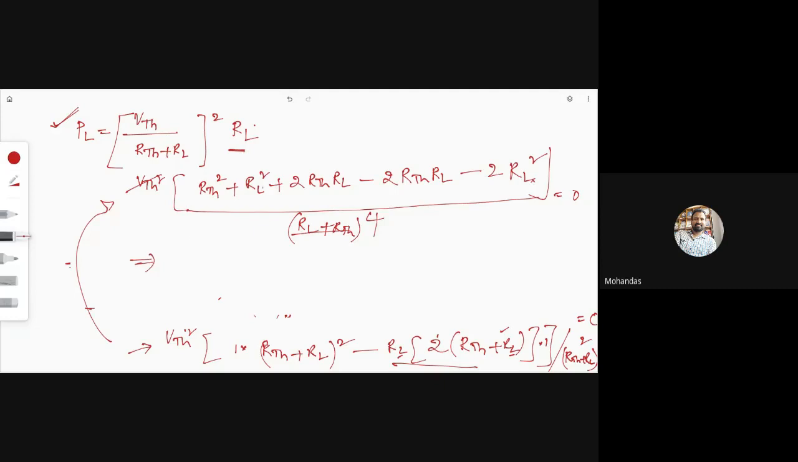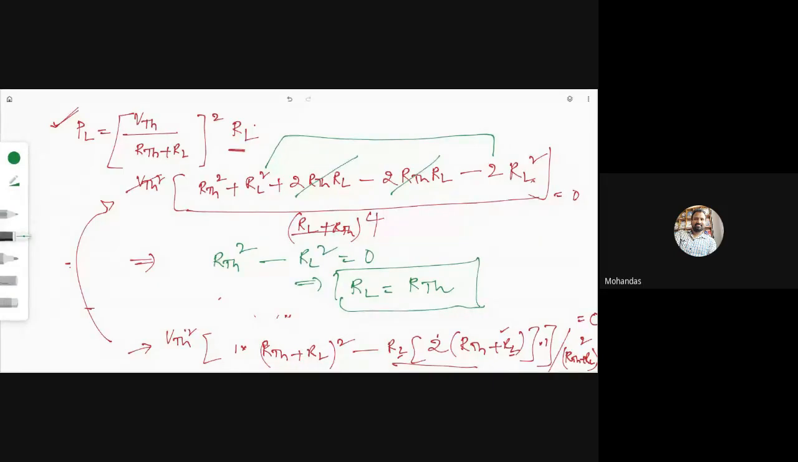As it is equal to 0, if you observe carefully, this is 2 into RL R Thevenin and minus 2 into RL R Thevenin, which get cancelled out. And here RL square and here minus 2 RL square. So it becomes R Thevenin square minus RL square equal to 0, which implies RL equal to R Thevenin. This is the condition.